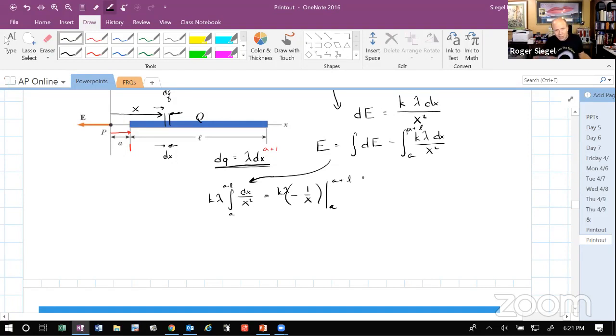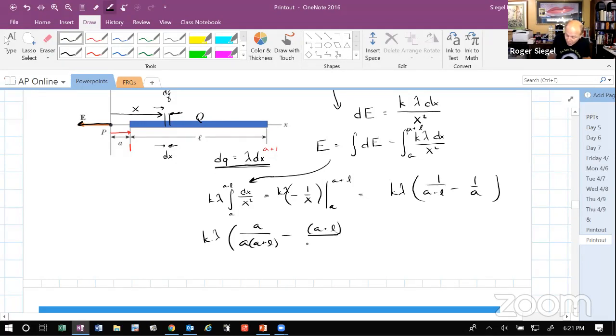Now, this negative, right away, I know what the direction of my electric field is. I'm going to ignore this negative. I apologize if that's not everybody's happy about that, but let's keep going. All right, so what we have is K lambda times the quantity 1 over A plus L minus 1 over A. And so that's going to be K lambda. And we're going to get a common denominator, A over A times A plus L minus A plus L over A times A plus L. And so what we end up with is K lambda times, in the numerator, A minus L. I'm going to again ignore the minus sign, over A times A plus L.